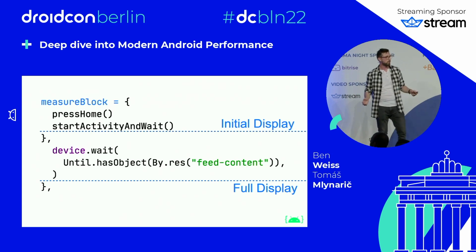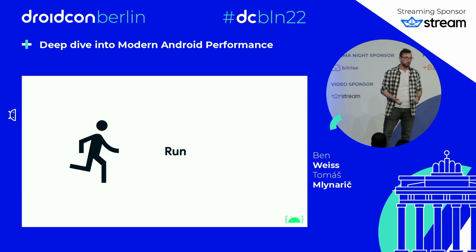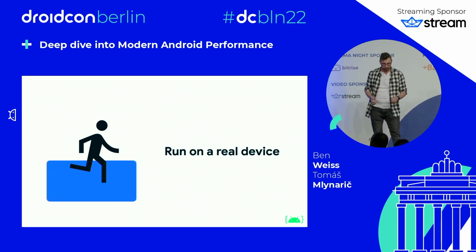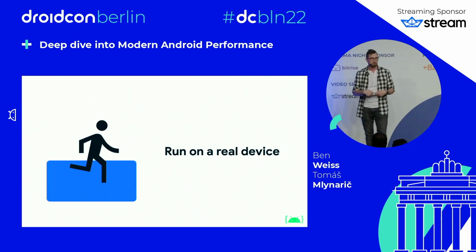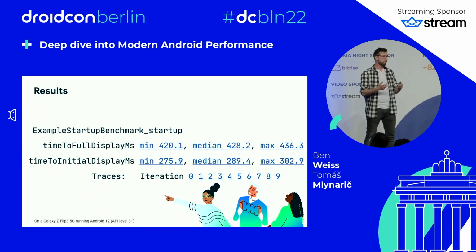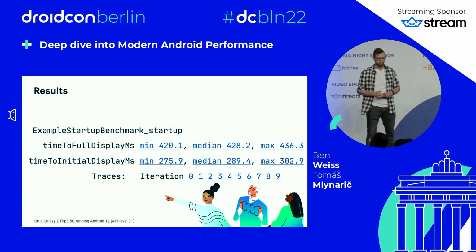OK, so we've got a benchmark ready. Let's run it. But as I was saying before, we should run it on a real device, not on an emulator. Once you run it, the benchmark will start, stop the activity, run the interactions, and then provide results. The results go first to the Android Studio output, and also to a JSON file, so you can parse it on CI and have nice charts to prevent regression.